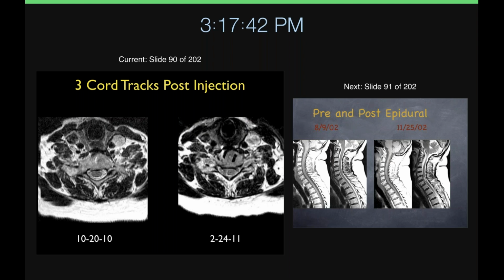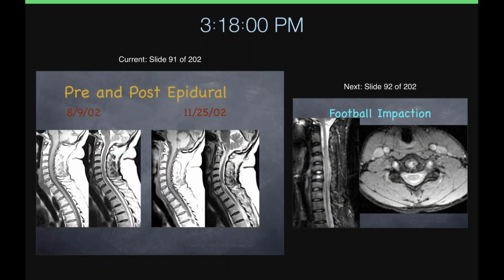So what happens in a situation like that? I only followed this patient for a few months later, and they were fairly neurologically stable, but they didn't improve a lot. So I don't know what ended up happening, but just MR findings of things you hope not to see. Okay, next. So pre and post epidural.